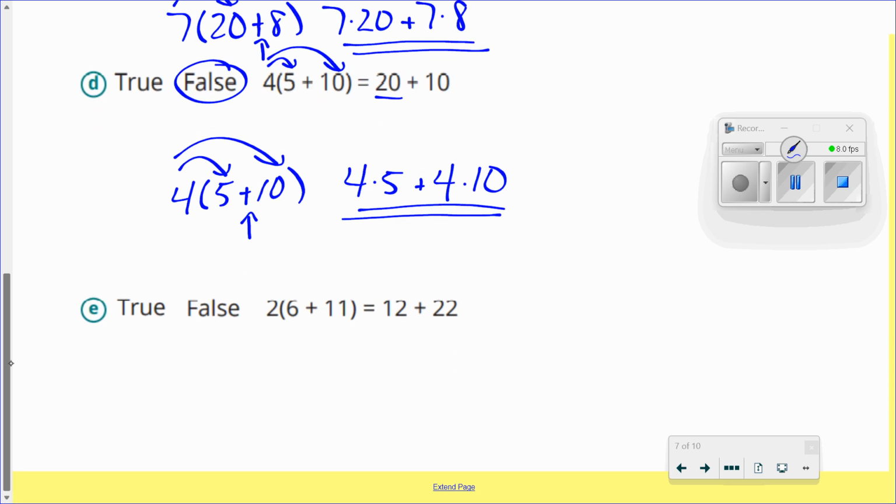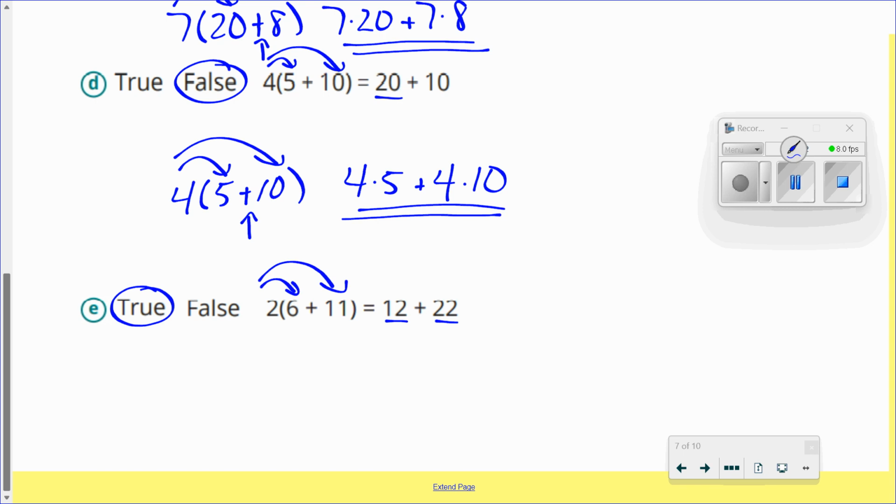Okay, our next one. Do our arrows. We should have 2 times 6. Is that 12? Yes. 2 times 11, is that 22? So is that okay? Yes. I'm going to put true. I wish they hadn't gone straight to the answers. I would rather have seen them rewrite it. So if you said false and rewrote it the way we told you, I would give you credit either way on this one. Okay? Make sense?